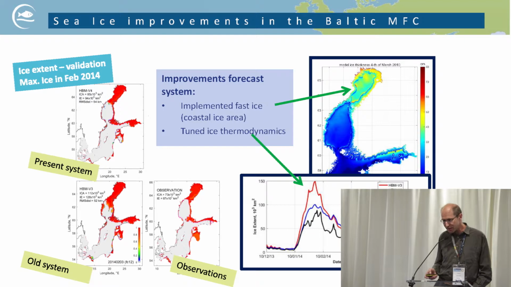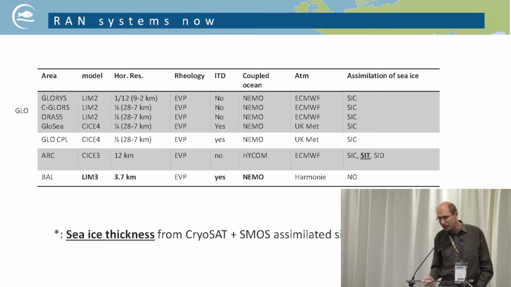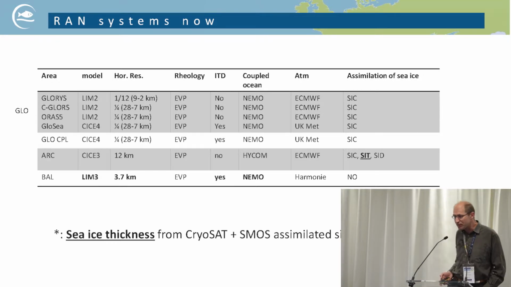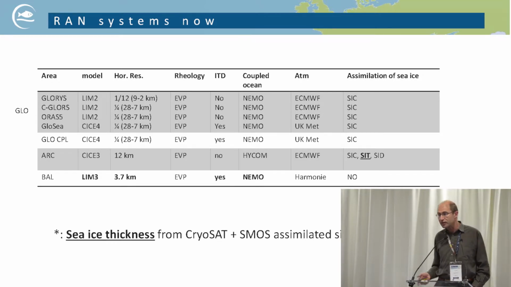And the Baltic MFC has done a new reanalysis based on the LIM3 model, so the one with the ice thickness distribution coupled with NEMO. And so you'll see what the estimation of sea ice thickness does in the TOPAZ system, so the Arctic MFC model. And to the left, you have the observations from combined CryoSat-2 and SMOS.